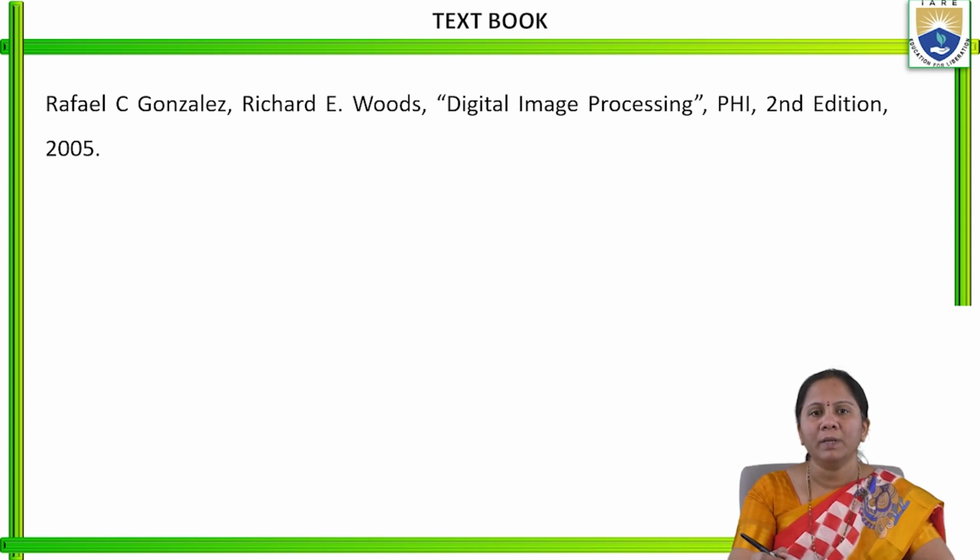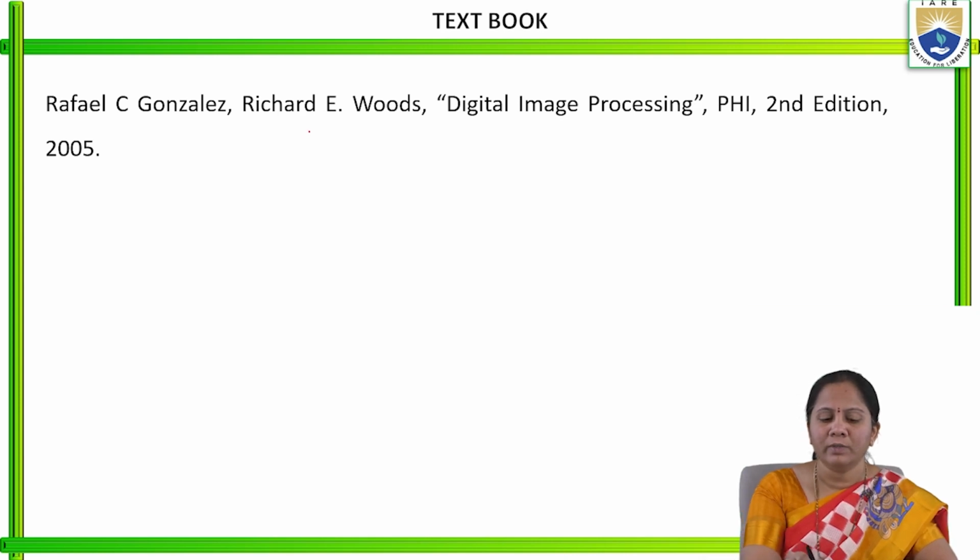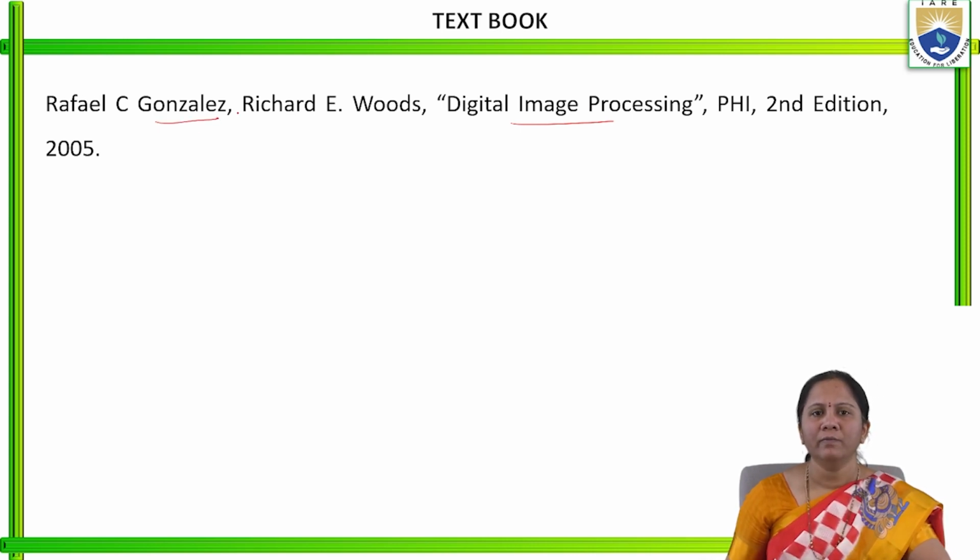The content we have discussed here is taken from the textbook Digital Image Processing, which is written by Gonzalez. In this session, we have covered what are different types of images and what are the fundamental steps of digital image processing system.